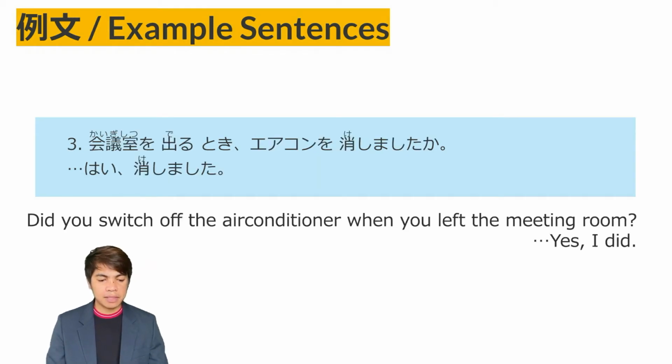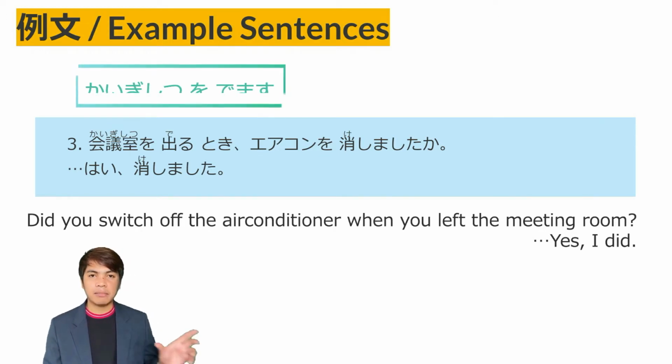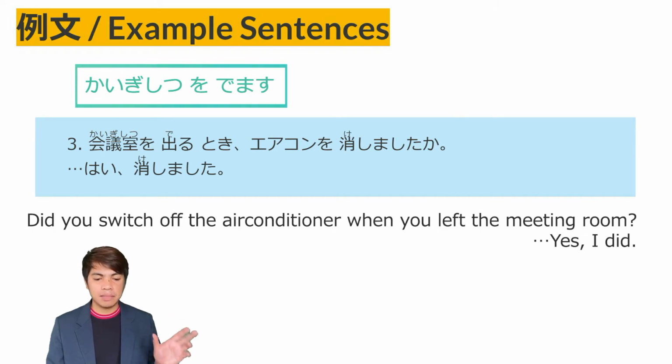Example sentence number 3. Kaigishitsu o deru toki, earcon o keshimashita ka? Hai, keshimashita. The first sentence was asking, when you're going out of the meeting room, kaigishitsu o demasu, to go out of the meeting room, did you turn off the aircon? He answered, hai, keshimashita. Yes, I did.